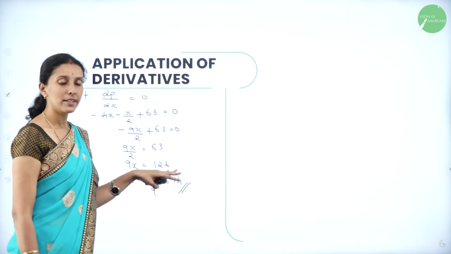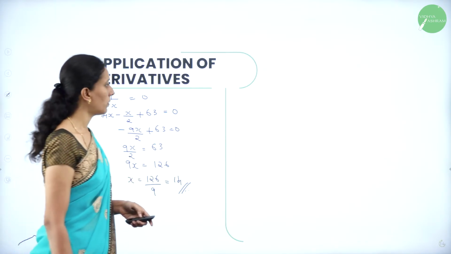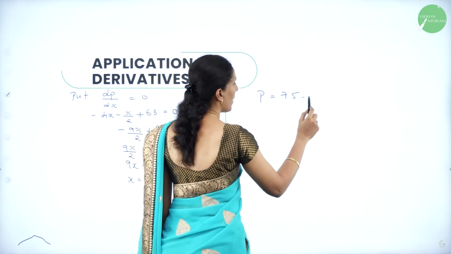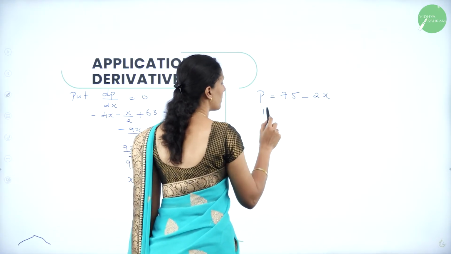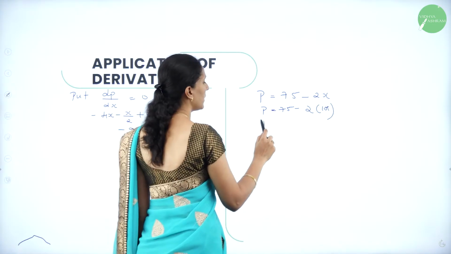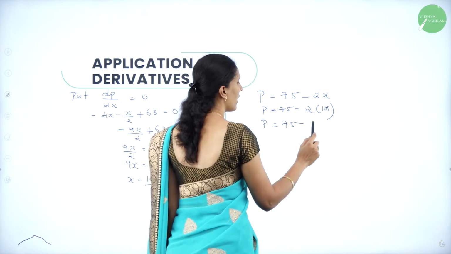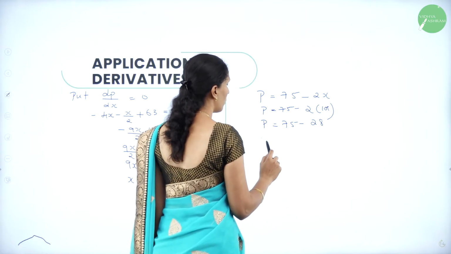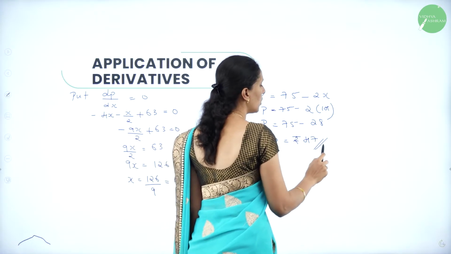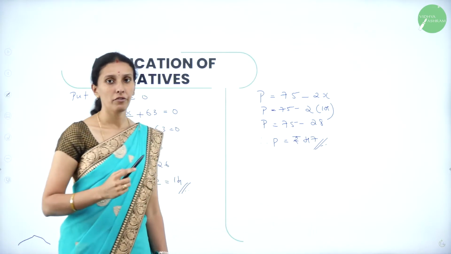Now put x is equal to 14 in the total profit. So we got P is equal to 75 minus 2x. So P is equal to 75 minus 2 into 14. P is equal to 75 minus 28. Therefore, P is equal to rupees 47. So this is the total profit for the given function.